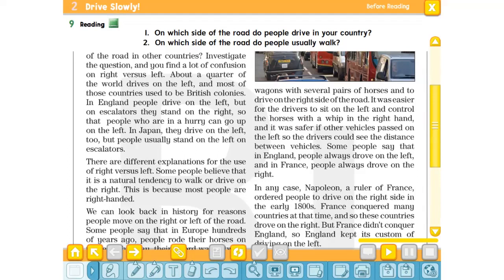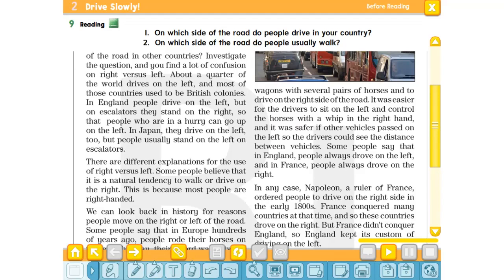There are different explanations for the use of right versus left. Some people believe that it is a natural tendency to walk or drive on the right. This is because most people are right-handed. Thank you, Muhammad.